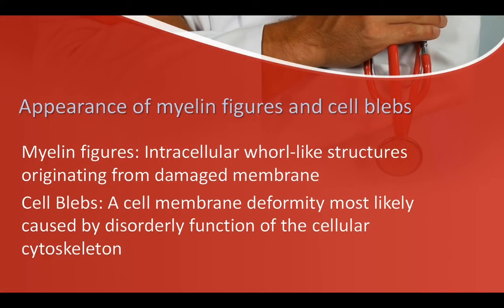Appearance of myelin figures and cell blebs. Myelin figures are intracellular whorl-like structures originating from damaged membrane. Cell blebs are a cell membrane deformity most likely caused by disorderly function of the cellular cytoskeleton.